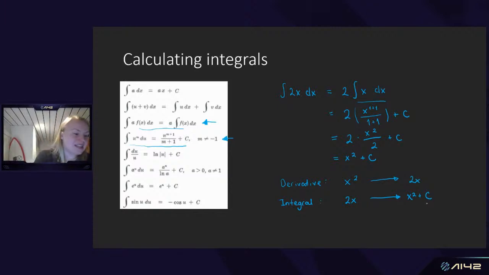What this c is telling us is that the derivative of x squared is 2x, but also the derivative of, for example, x squared plus 1 is also 2x. So whatever additional terms we might have in this x squared part, it doesn't matter. Still, the integral will be 2x. So this is just taking that into consideration.